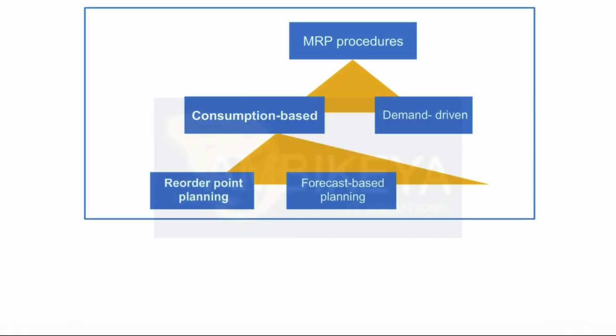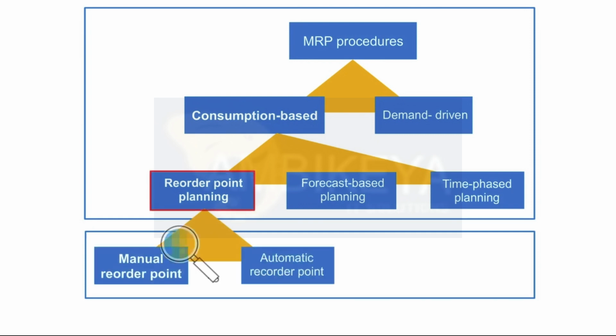MRP procedures in consumption-based planning include reorder point planning. The system calculates the net requirements by checking whether the existing stock at MRP area level, that is, the total of available stock and fixed receipts, is below the reorder level. The reorder point is defined for a material in the master record. If the available stock falls below the reorder point, procurement must be triggered.